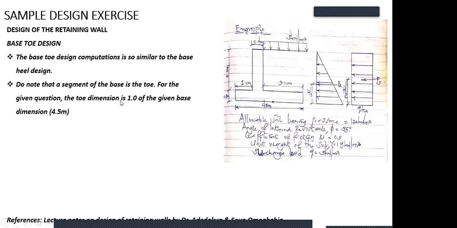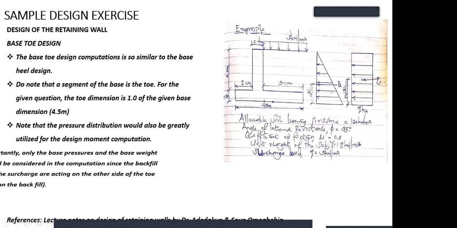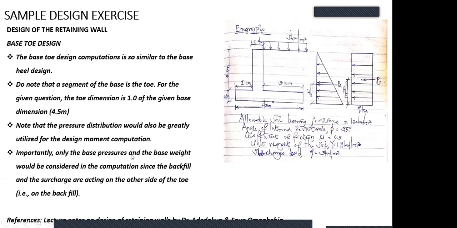Obviously, we're using a segment of the toe, which is 1.0 out of 4.5, right? We're also using pressure distribution, because the same way we draw a pressure distribution, we are going to draw a pressure distribution for the toe up to the center too. So importantly, only the base pressure. Apart from the normal base pressure acting on the base, the only vertical force here is the base weight, because the earth is not acting on the toe. The earth is acting on the heel. The surcharge is also acting on the heel.